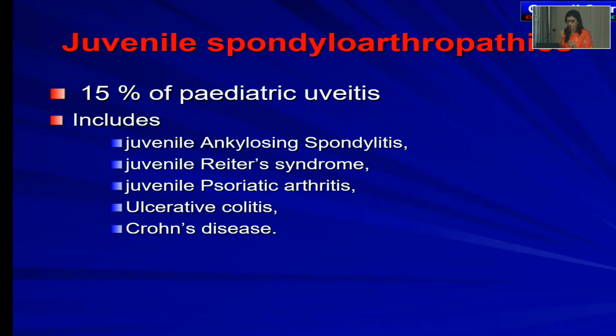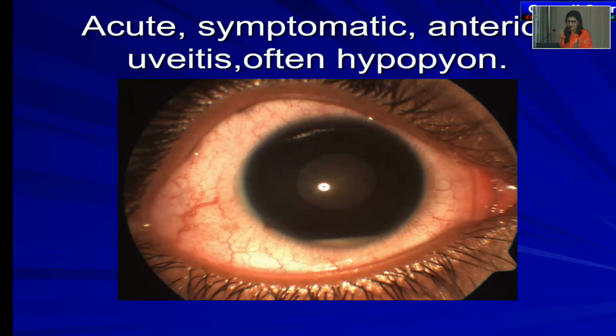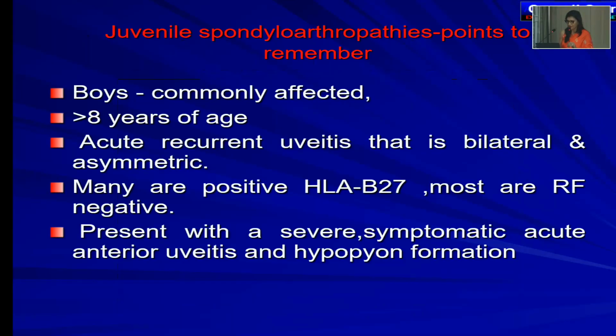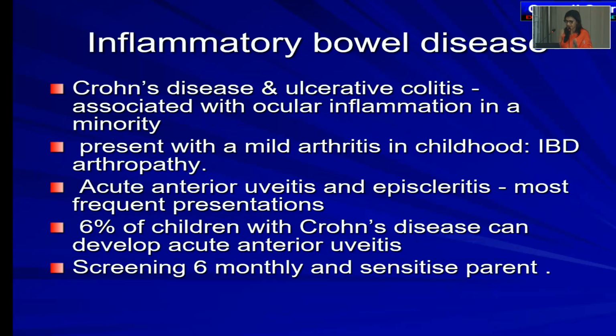Juvenile spondyloarthropathies make up 15% of the pediatric uveitis, and they include juvenile AS, juvenile Reiter's, juvenile psoriatic arthritis, ulcerative colitis, and Crohn's disease. Unlike the JIA uveitis, these children are usually presenting with an acute symptomatic anterior uveitis, sometimes with hypopion. Points to remember: mostly boys, mostly older age group, acute symptomatic recurrent uveitis. Many are HLA-B27 positive, and they have a very fibrinous hypopion uveitis.